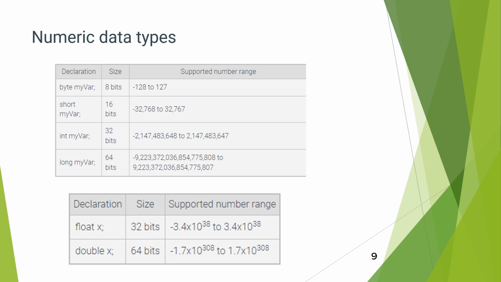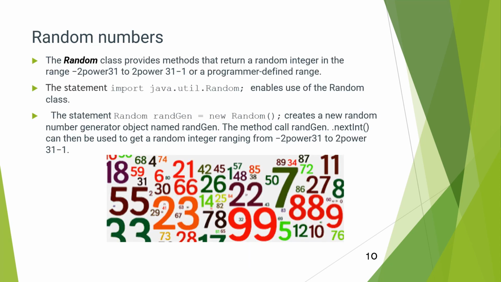And coming to the numeric data types, there are four integer types: byte myVariable, short myVariable, int myVariable, long myVariable. So byte is 8-bit size, short is 16-bit size, int is 32-bit size, and long is 64-bit size. Float and double are also numeric data types, which hold decimal points. So you can see float x is 32 bits, double x is 64 bits.